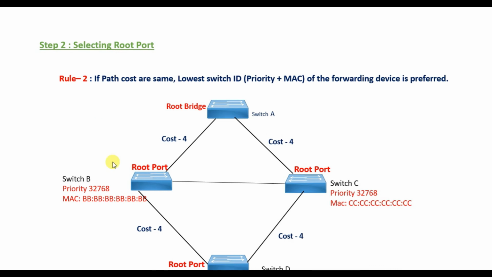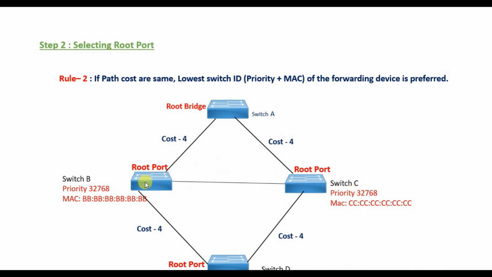Rule 2 is: if the paths are the same, then the lowest bridge ID of the forwarding device is preferred. Bridge ID is nothing but the priority and the MAC address. As the cost is the same, it should see the forwarding device, meaning the upstream devices. These two are the upstream devices of this device, right? So we need to check which one has the least switch ID, that is the priority and the MAC address. In my scenario, I have the default priority for both the devices, so the tiebreaker here is the MAC address.